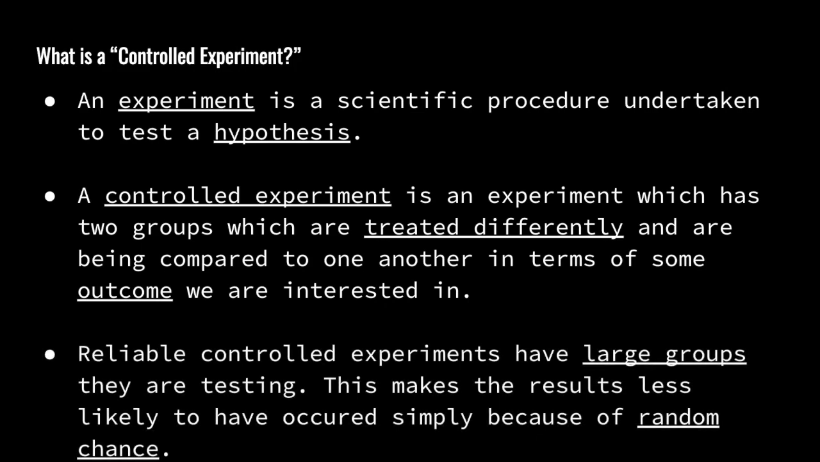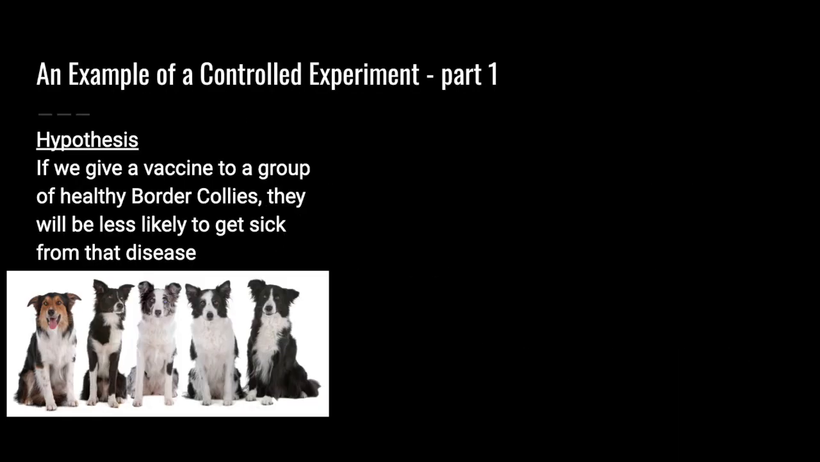Reliable controlled experiments have large groups that they are testing. With our plant, we only had 2 different plants in our experiment, so it wasn't super reliable. If you only have 2 things in a controlled experiment, there are many other things that could have impacted the growth of the plant, such as random chance. So you have to have a large group in order to test it.